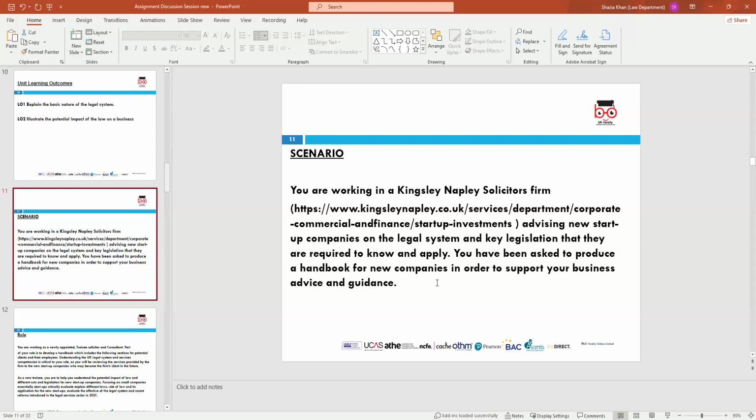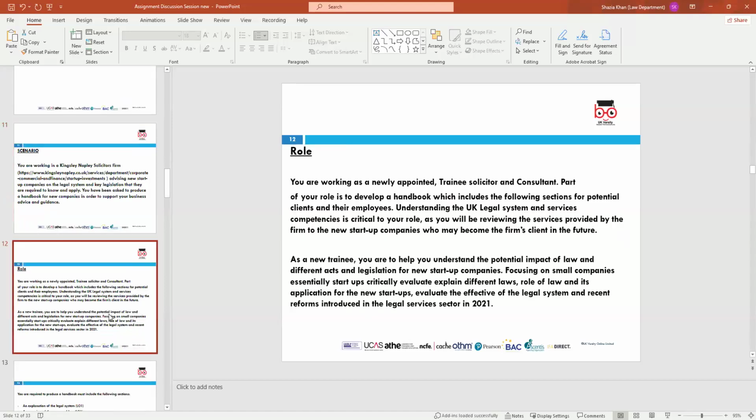So in the scenario, you are working in Kingsley Napoli Solicitors firm, which link is there, advising new startup companies on the legal system and key legislation that they are required to know and apply. You have been asked to produce a handbook for new companies in order to support your business and advice and guidance.